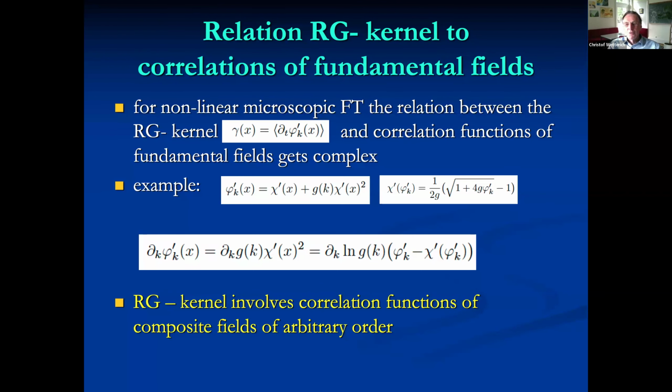If you really express now your RG kernels in terms of correlation functions for phi prime, so correlation functions for the composite fields, it's no longer a simple expression. It contains now correlation functions of arbitrary order. And that is a warning, because by this type of things, you can actually produce a lot of things or remove a lot of things. And you better think carefully of what you are really doing.